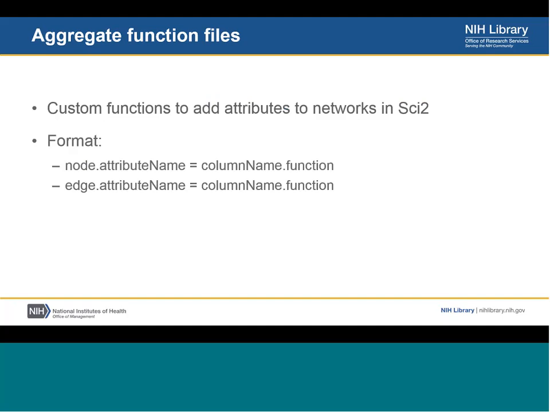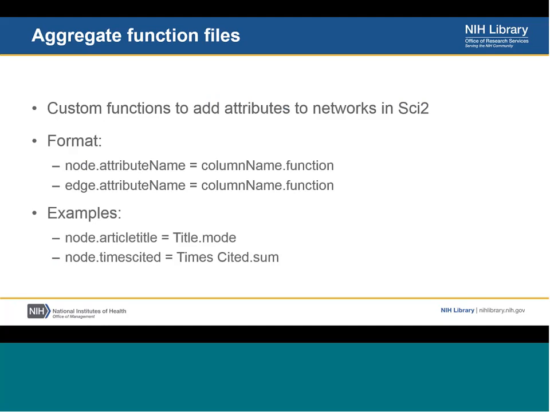They have a very particular file format, which I talked a little bit about in a previous session. They are either node dot attribute name, then equals the column name that you're going to get it from, and then the function that you're going to run. As an example, if we want to bring in the titles of the articles in my data set, I would have a node attribute. So I would do node dot whatever we're going to call this attribute in the final network. In this case, we're going to call it article title. And then that's going to be equal to the title column from my original data set. And we're going to do dot mode here to calculate the mode of the article title.